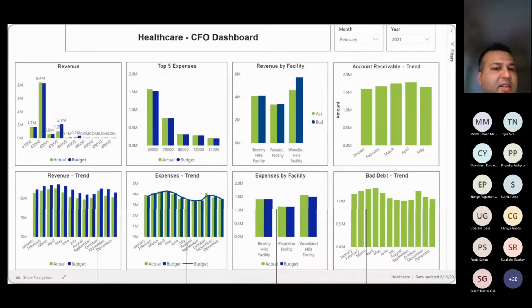And that is very interesting because one may see that in a specific month my revenue has gone down, but my expenses have gone up. Or my revenue has gone down, but my expenses have not gone down proportionately. So that again raises one more problem for them to look at.